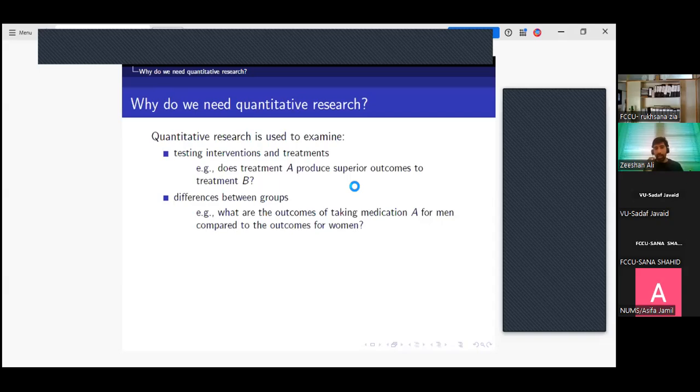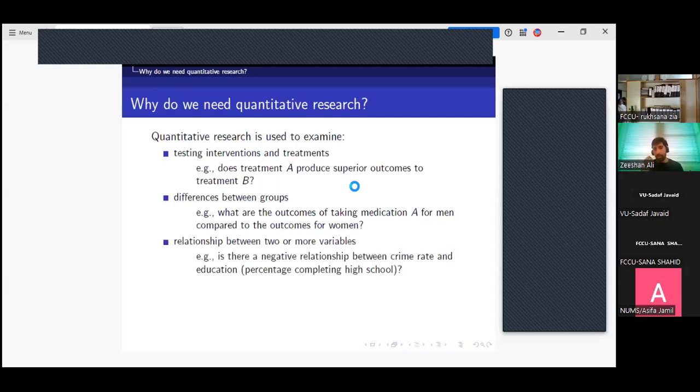And the third one: if we have two or more variables, then we are interested in the relationship between them. In that context, we can look at a quantitative research study. One possible example is, if we want to know whether there is a relation between crime rate and education. In order to answer this question, we have to look at a quantitative research study.